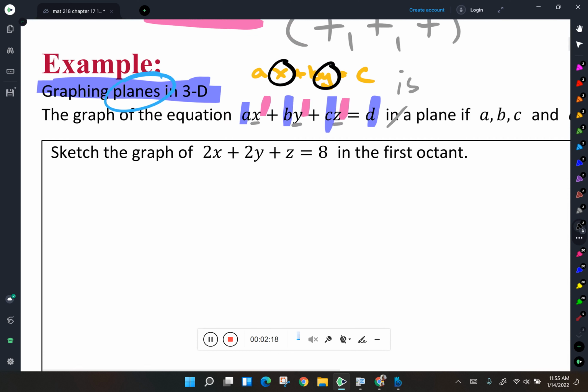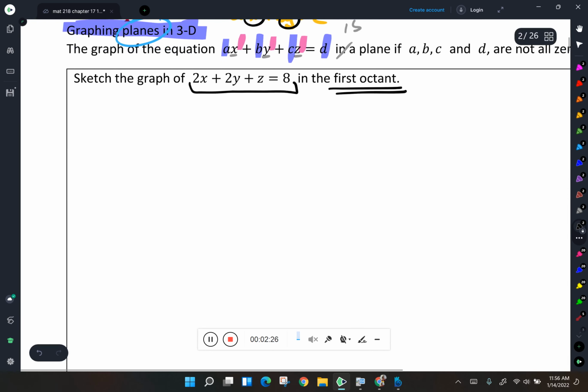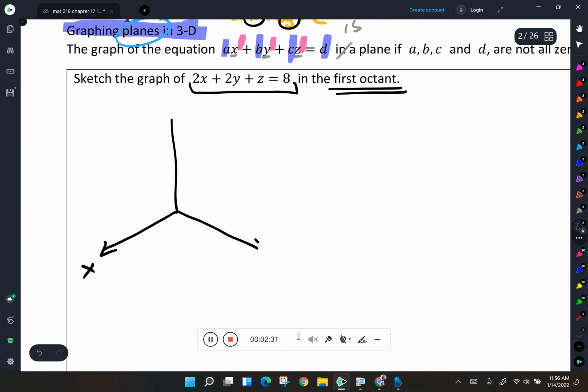So let's take a look at what one would look like. We're supposed to sketch the graph of this plane right here in that first octant. That means the part of the plane where the x's, the y's, and the z's are all positive. Okay, so what we're going to do here is use a technique where we set one variable equal to 0, and then we set a second variable equal to 0, and we find where that plane will intersect each of those axes.